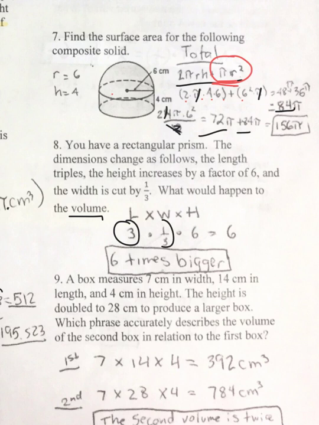Length triples, width is cut by a third, height is increased 6 times. You multiply those together. 3 times 1/3 times 6. It happens to leave you 6, so the volume is 6 times bigger.